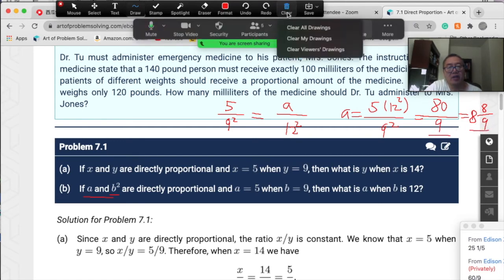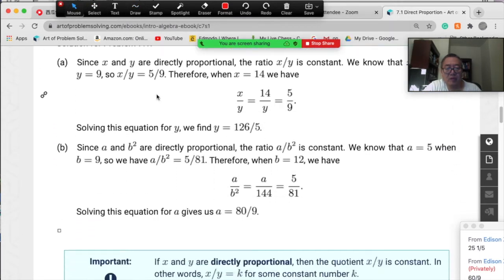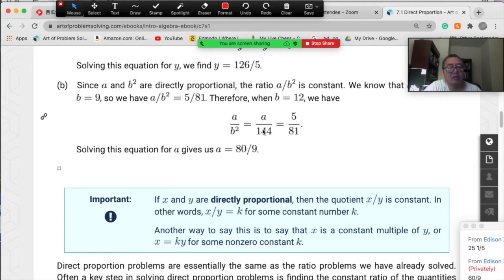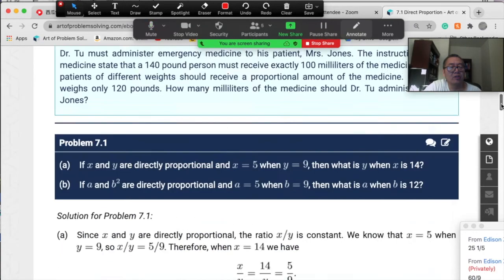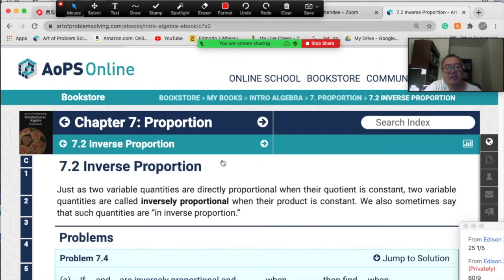Okay, so then now we can check this answer. You can see here, this is a over b squared. Okay, a over 12 squared, that's 144, equals 5 over 81. That's 9 squared. Then you solve a, you get 80 over 9. Okay, so this is direct proportion. This is very easy.